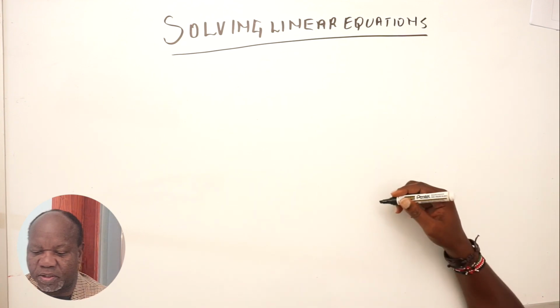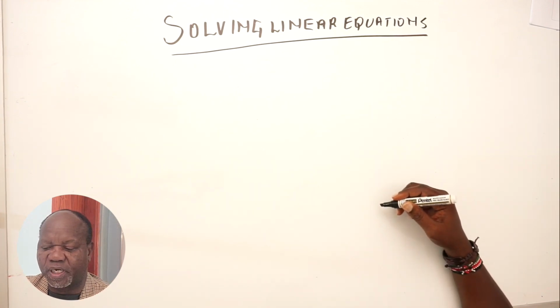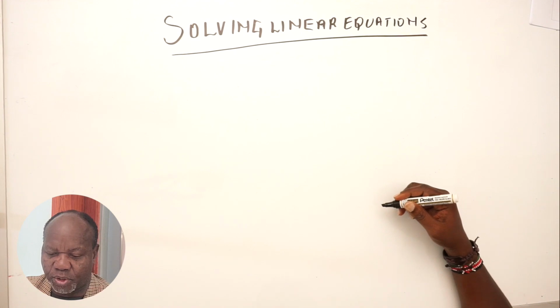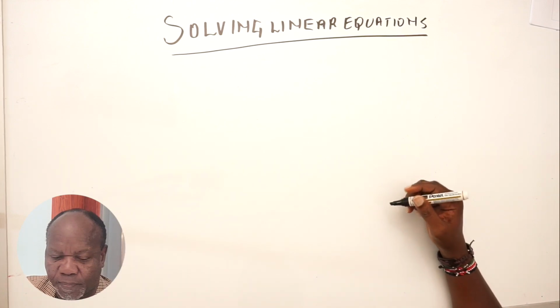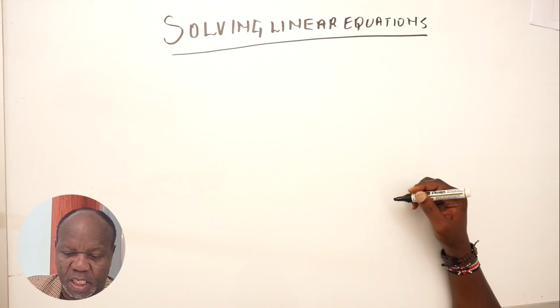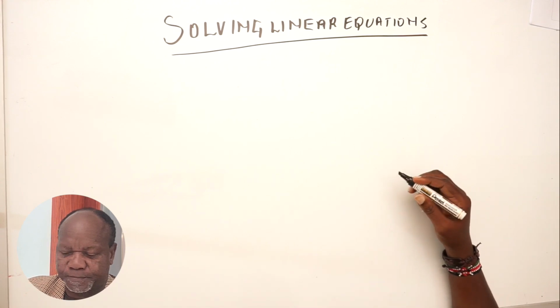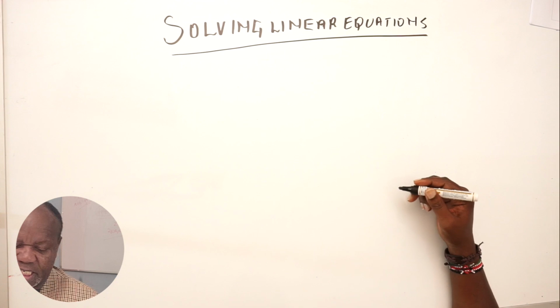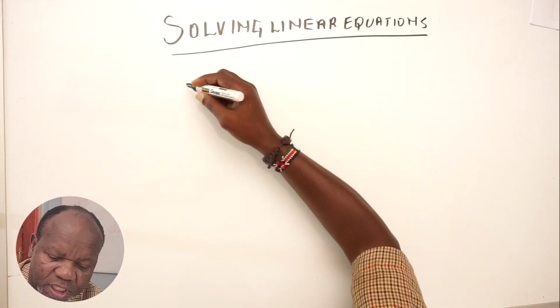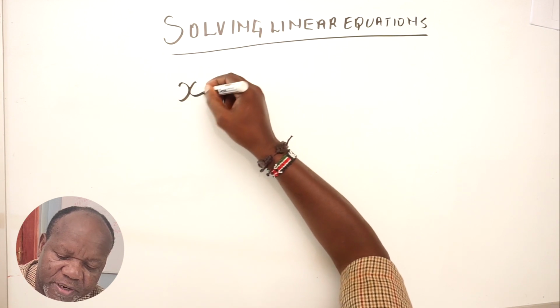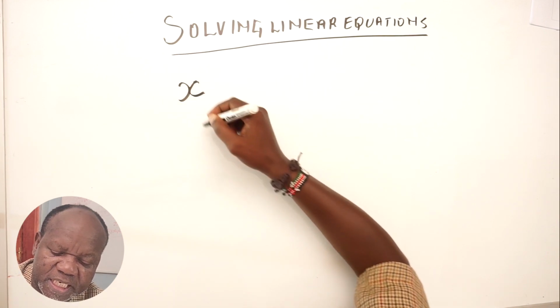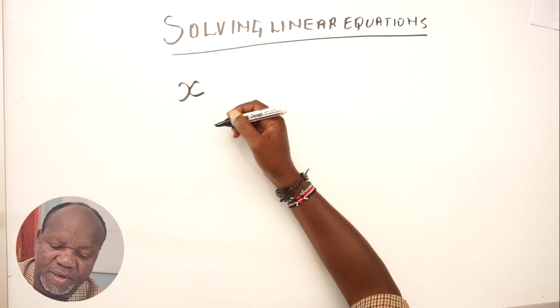This lesson is on solving linear equations under the module of algebra. Linear equations are the basic equations that you are required to know under this particular course. When they are linear, usually the unknown, which we like calling x, has no power on it. It's just x, and it can have a number on it.